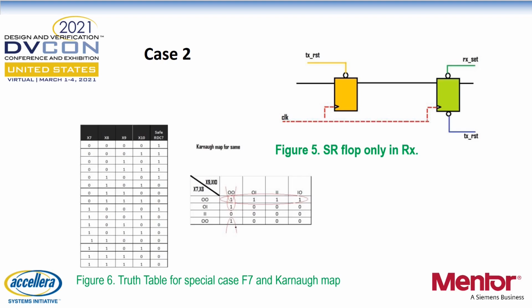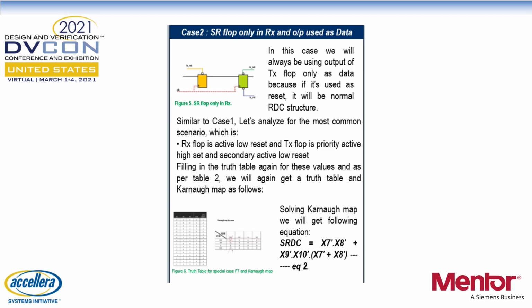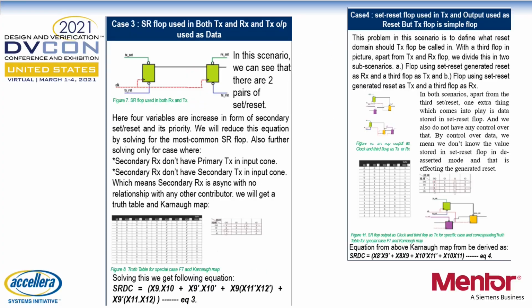And if we again consider table 2 shown earlier, we can prepare a truth table for this case also and solve it. Solving that through a Karnaugh map, we can get an equation as shown in this slide.